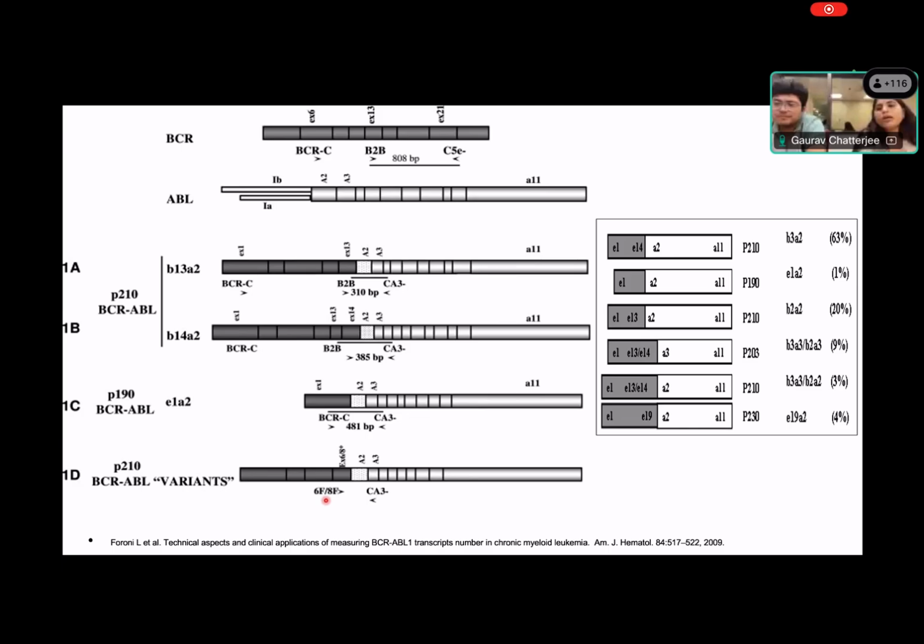Another curious implication of this is that sometimes we see cases where FISH is positive but PCR is negative. That often happens because people commonly test only the common transcripts like E13A2, E14A2, and E1A2, and miss all these rarer transcripts. So they will say it's not CML because PCR is negative, whereas FISH is positive. How do you then tally them together? The fact is you have to always check what test exactly was done, so that you know how to interpret that test in a much more informed manner.